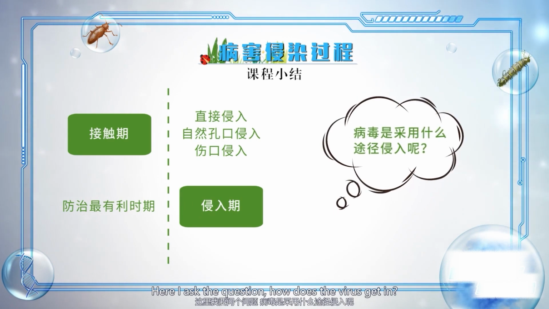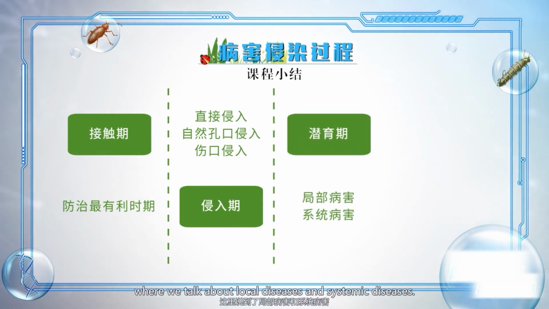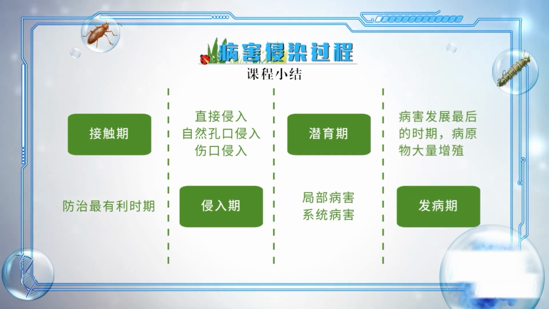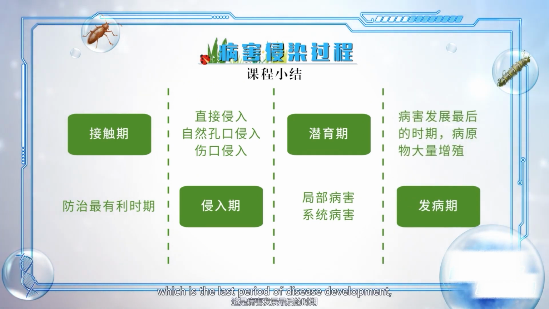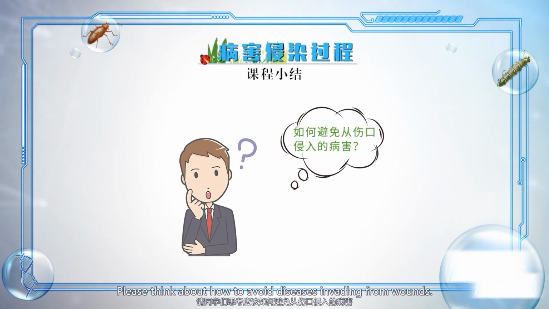Here I ask the question, how does the virus get in? The third is the latent period, where we talk about local diseases and systemic diseases. Finally, there is the onset period, which is the last period of disease development, and the pathogen will proliferate at this time. Please think about how to avoid diseases invading from wounds.